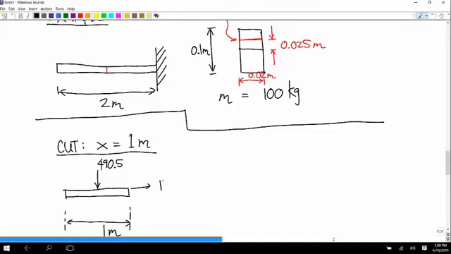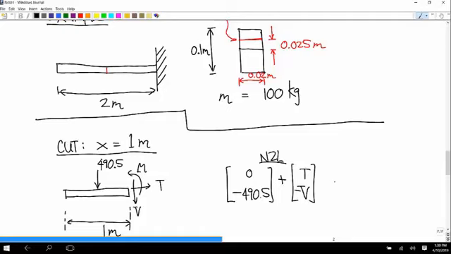And then we have the tension, shear force, and bending moment. So Newton's second law says 0 equals negative 490.5 plus T, negative V, is equal to 0. And so T is 0. We saw that that was going to be the case. And V is negative 490.5.